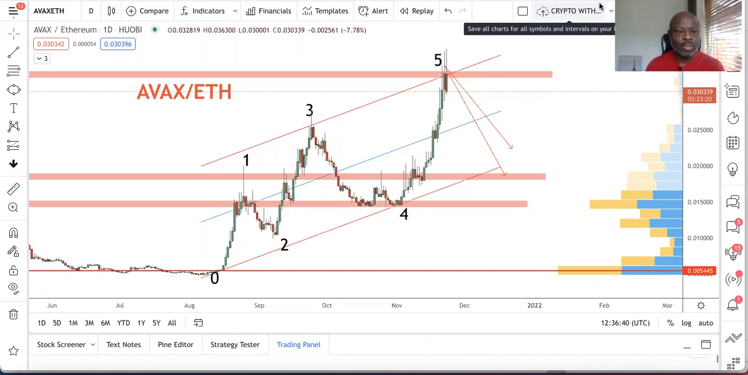So this is the chart of Avalanche against Ethereum, which we've seen a huge explosion over the last couple of weeks. To be honest, since August, when we had that dip, it's been rising against Ethereum.